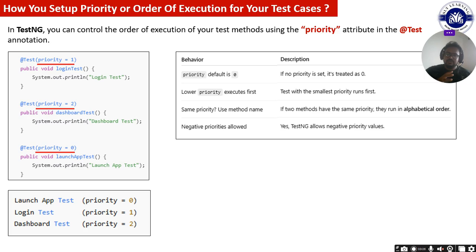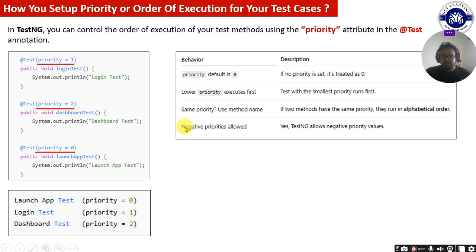Suppose you are using the priority attribute in your test cases, but by mistake you have not given the priority to two test cases. You forgot. By default it will assign 0 for both test cases. Then how will the execution be handled? Execution will be done in alphabetical order. Okay, so this is the answer: if two methods have the same priority, they run in alphabetical order.